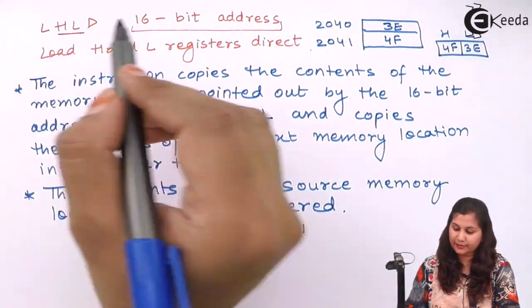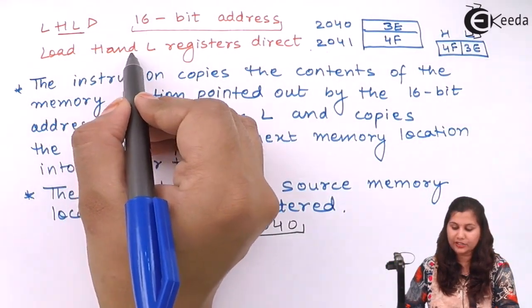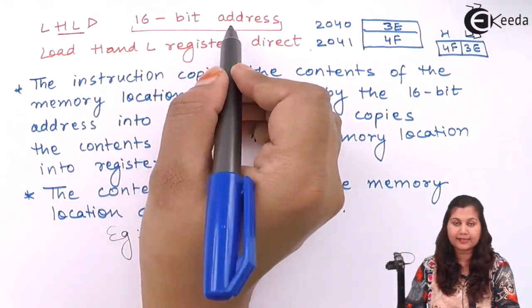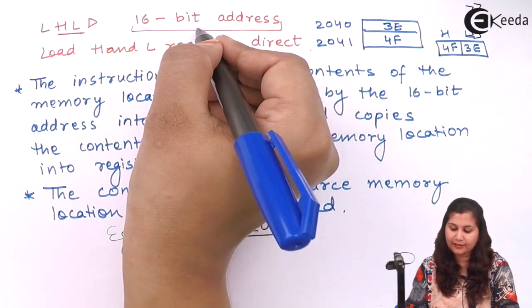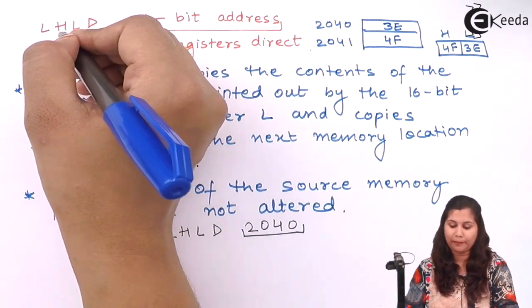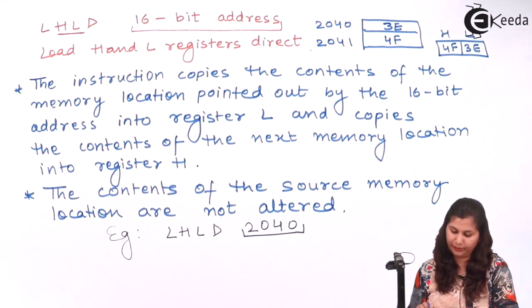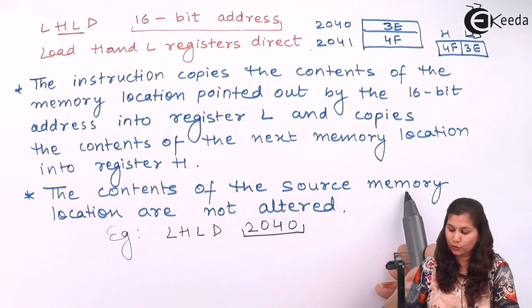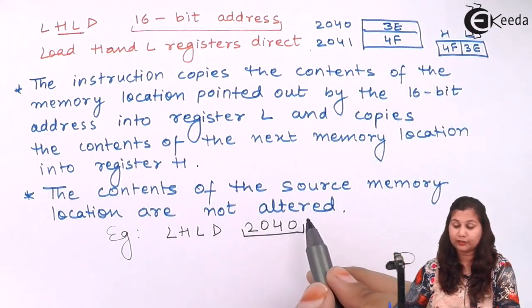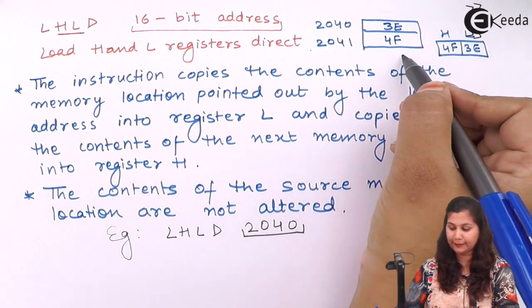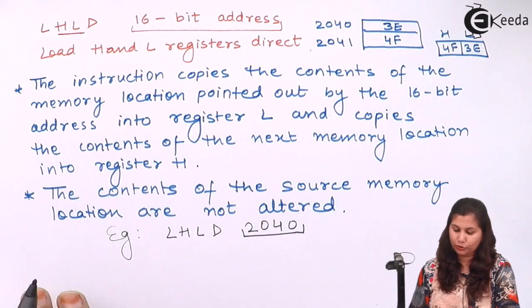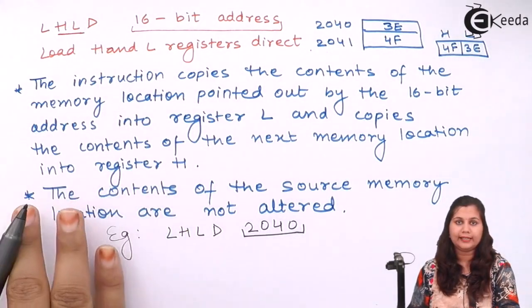So this instruction is loading the H and L registers directly because the address is given to us. Just the contents of this memory location are to be transferred or copied into the HL register pair. The contents of the source memory location, that is 3E and 4F, are not altered, they remain the same, they are just copied into the HL register pair. So this was the LHLD instruction.